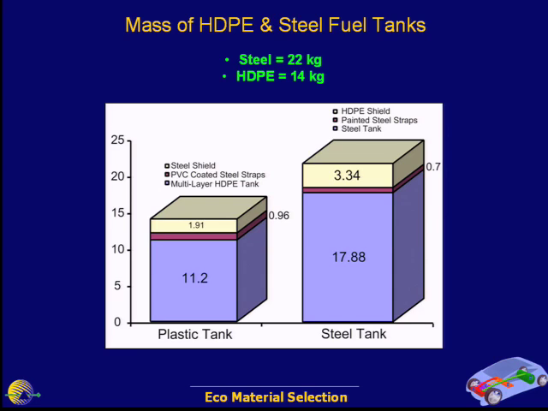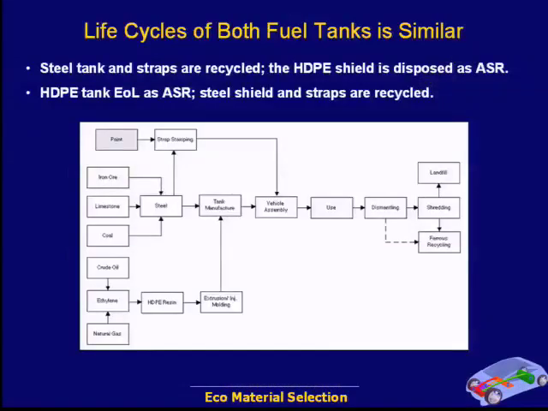Right? Steel, obviously, is stronger. You can get away with using less of it. Plastic, if you're going to use it as a mechanical barrier, you're going to need more of it. The life cycles of both fuel tanks are similar. Right? So for steel, we talk about the production of steel: coke, limestone, iron ore. In the plastic case, you've got natural gas and crude oil, all working into the vehicle assembly, bringing the straps, the shield, and the tank together into a use phase, dismantling phase, etc.